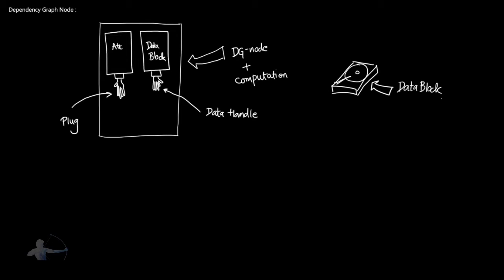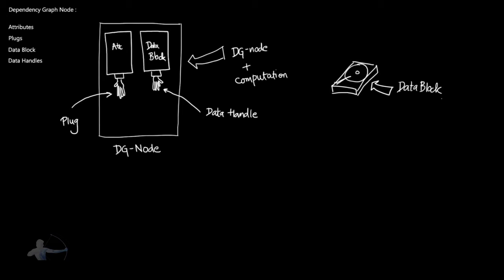So now we understand what an attribute is, what a plug is, what a data block is, and what data handles are. And that's what a DG node is composed of. So now we understand what a dependency graph node is. And now we will understand how we can build our own dependency graph node, also called a custom node.